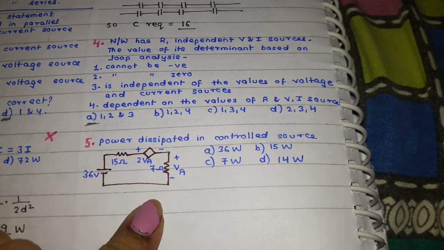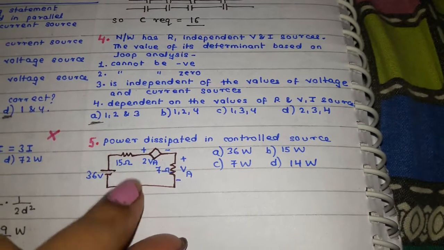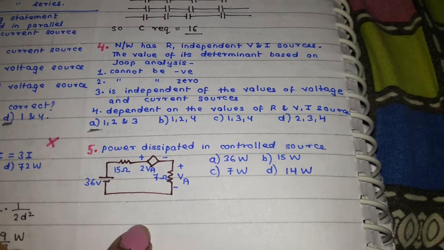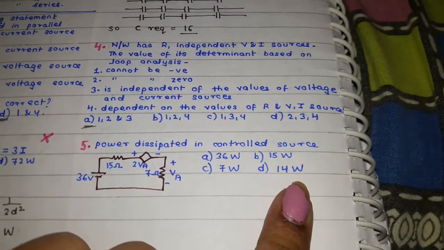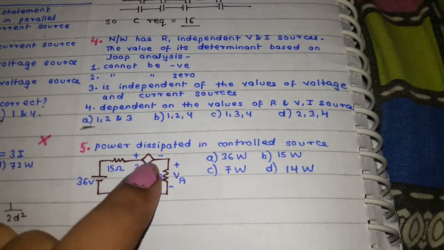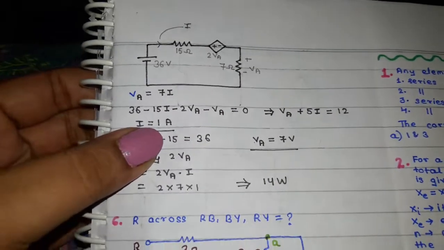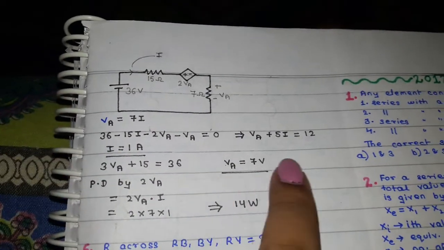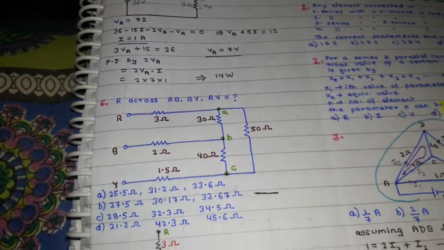The next question that we are going to have is power dissipation. This is your given circuit diagram. I will explain this question in detail in a separate video. But for the time being, this is your question and these are your options. They are asking you the power dissipation in this particular circuit element over here, the controlled source, which is a dependent source. What we do is apply KCL over here, simple, and then we solve this and you get the answer.